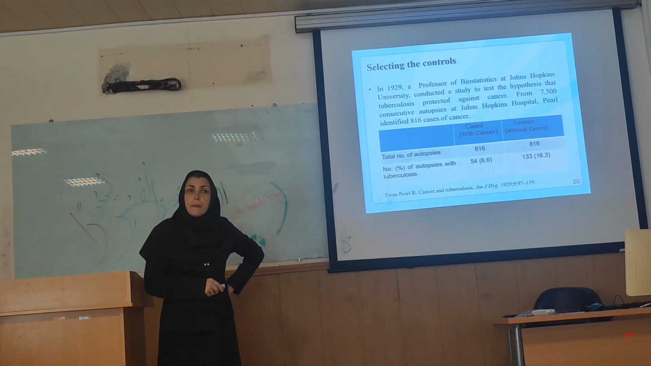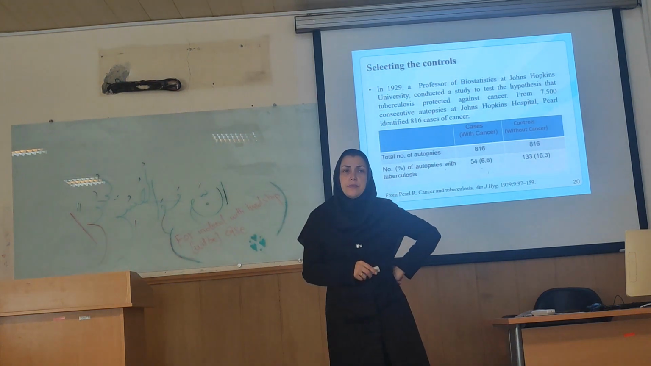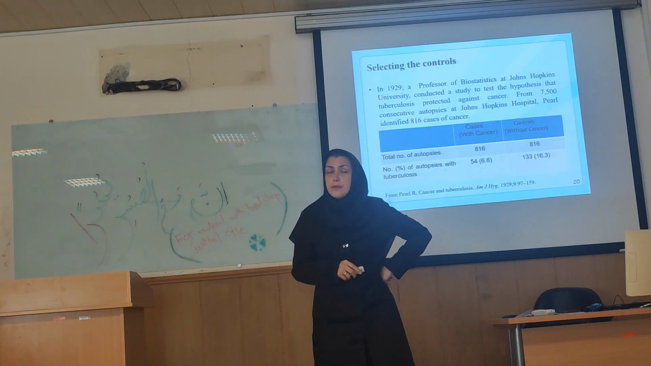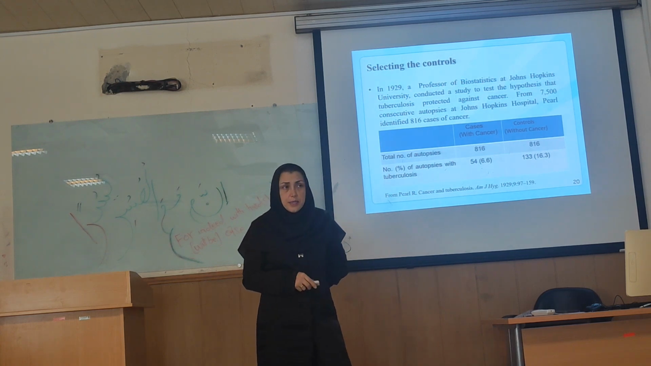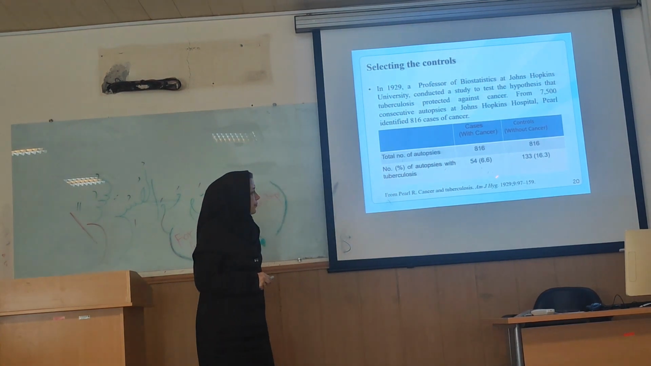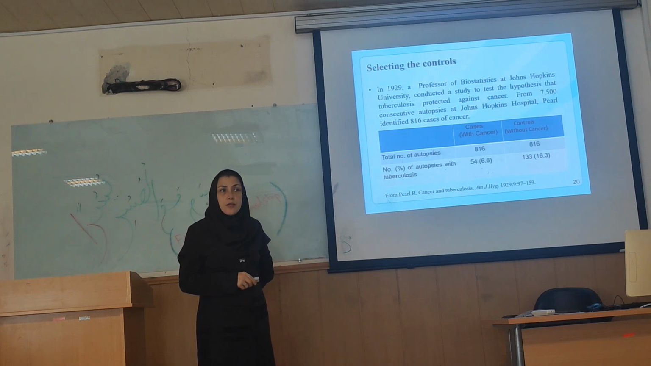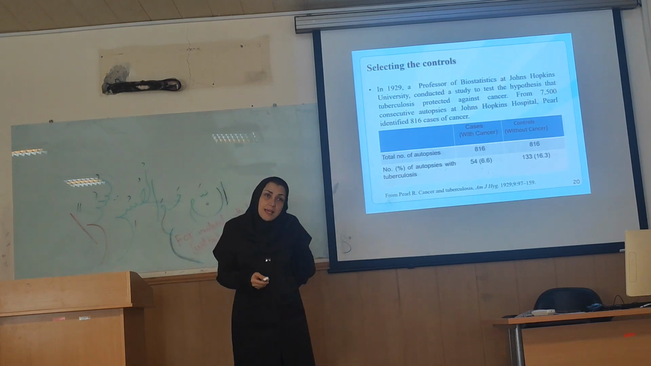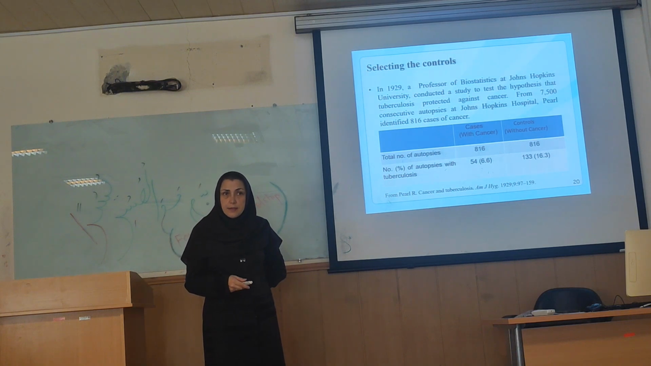Is it direct association or indirect? Indirect. It means that higher tuberculosis, less chance of cancer. It means that tuberculosis may protect from taking cancer. Yes?